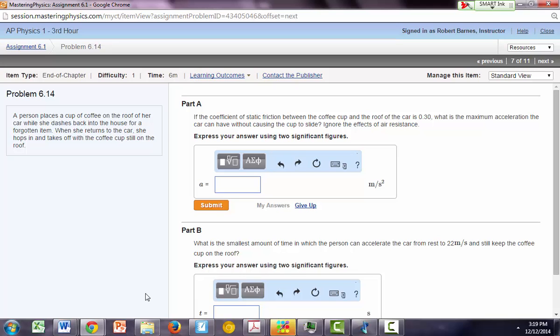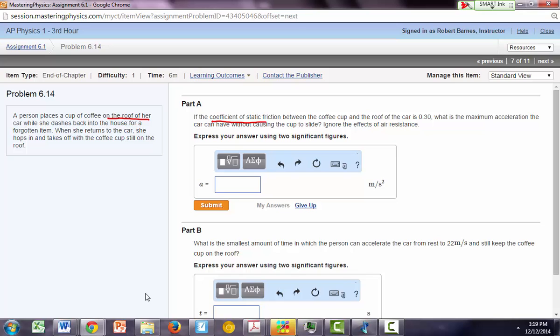An absent-minded person places their coffee cup on the roof of her car. Wow, it's a woman, absent-minded woman. Usually it's a man. She dashes back into the house for a forgotten item. When she returns to the car, hops in, takes off, the cup is still on the roof.